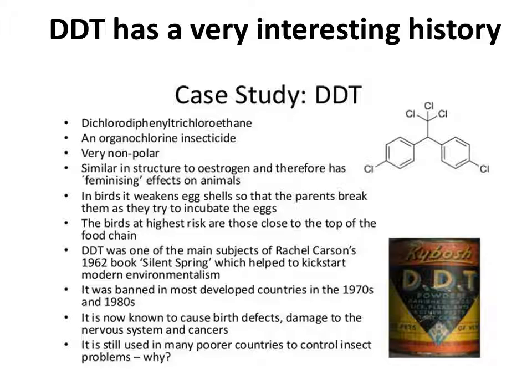And in humans, it's now known to cause birth defects, damage to nervous systems, and cancers. And in the poorer countries, it's still used, which is a worldwide problem. And here is a can of DDT powder. You spread the powder over blankets and on floors and walls inside residences.